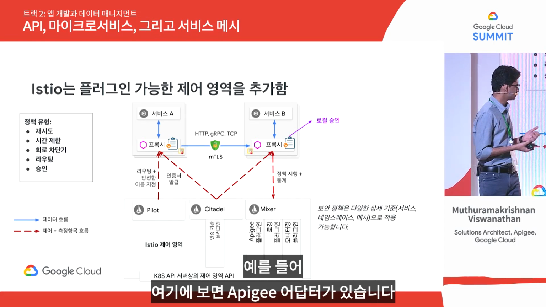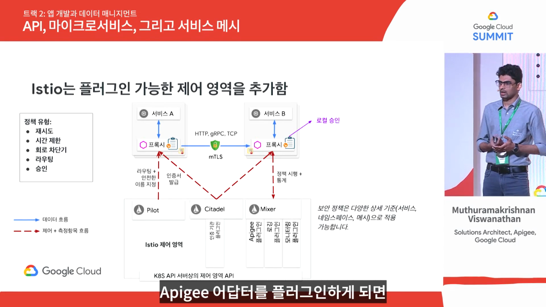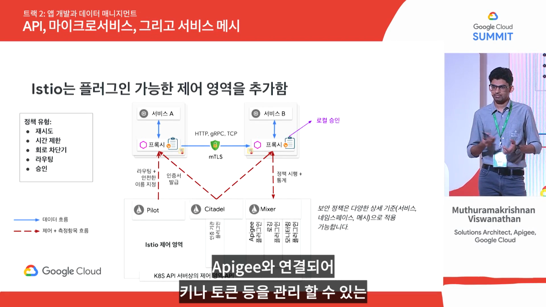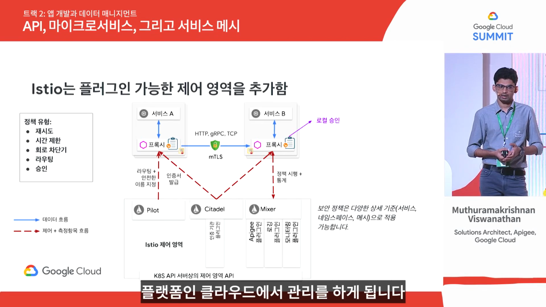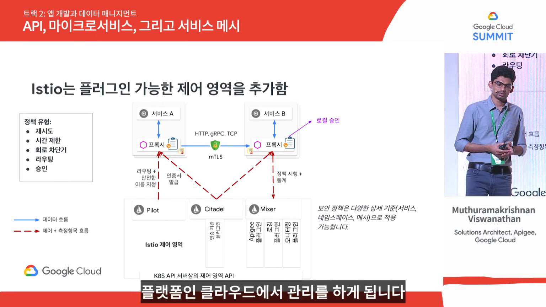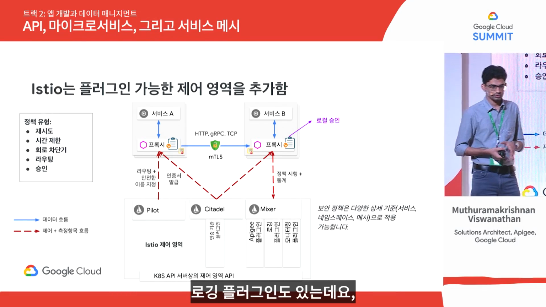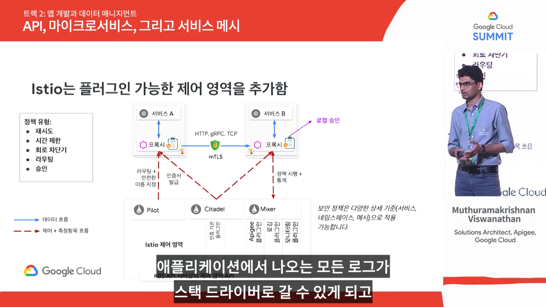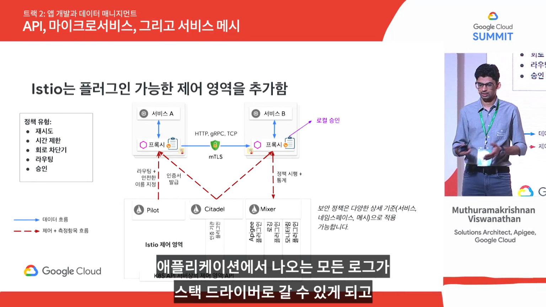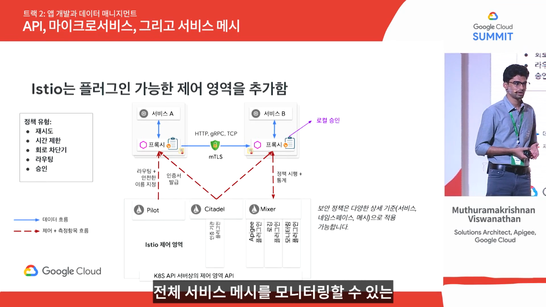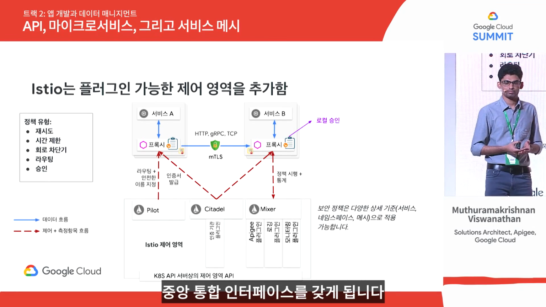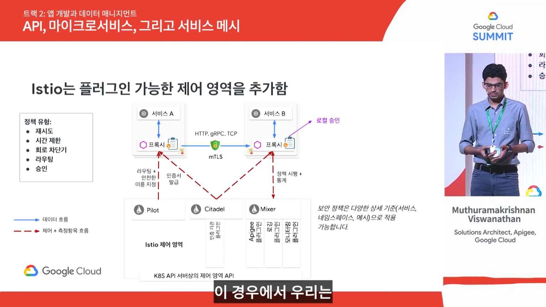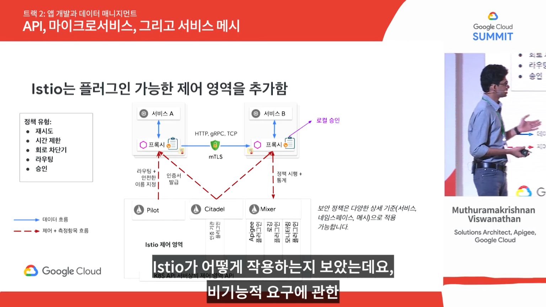For example, you can see there is an Apigee adapter that connects to the Apigee API management platform on the cloud, where you can manage your keys, tokens, and everything. There is also a logging plugin where you can log to Stackdriver. Any logs from this application can go into Stackdriver, and essentially you have a central unified interface for monitoring the entire service mesh.